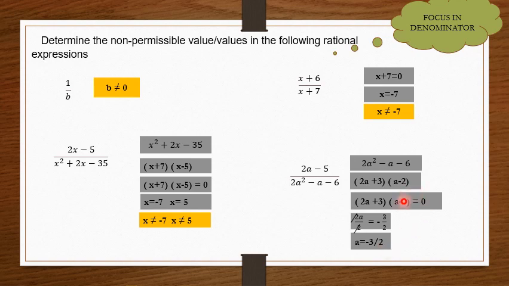Same with this one, a minus 2, since the coefficient of a is 1 here. So a minus 2 equals 0, and that's the opposite. a equals 2. So the answer for this one is a not equal to negative 3 over 2 and a not equal to 2.